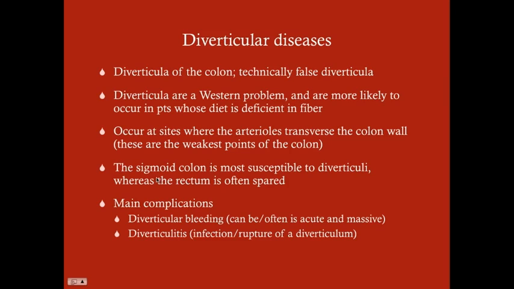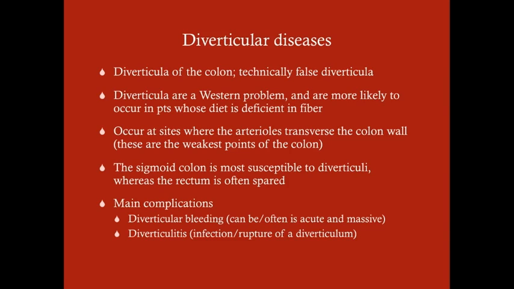this is why diverticular diseases put you at risk of bleeding. It's the sigmoid colon that's the most susceptible to diverticula, whereas the rectum is often spared from diverticula. So sigmoid colon, descending colon, transverse colon, and ascending colon. That's just going in order of most likely to least likely to get diverticula. The main complications of diverticular disease, or diverticulosis, are diverticular bleeding, which is generally acute and massive bleeding, usually bright red blood.